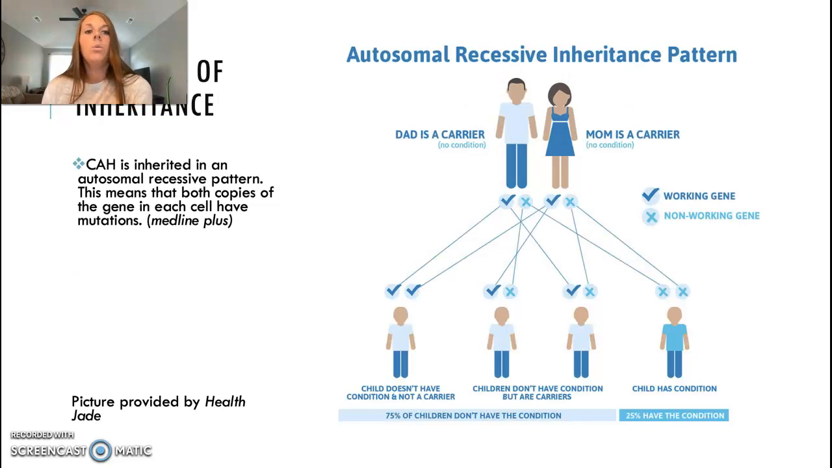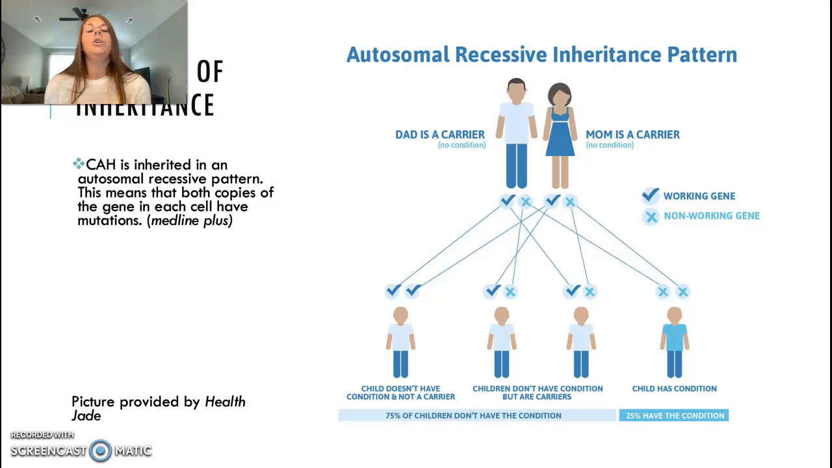Mode of inheritance. I know we previously mentioned at the beginning of the presentation that it is an autosomal recessive inheritance pattern. So here is a little picture that says, okay, dad is a carrier and mom is a carrier, which means that neither one of these people are affected with congenital adrenal hyperplasia. So when they are passing this down, we have 3 children who are unaffected. One of those children is not a carrier. It doesn't have the disease. So it's basically free and easy, down the road we go.